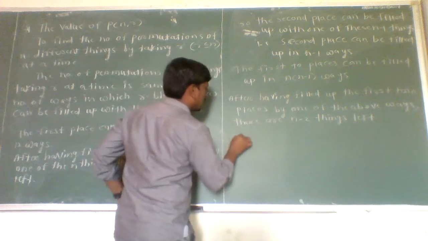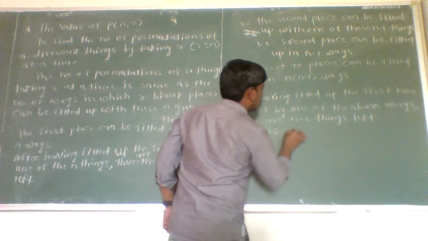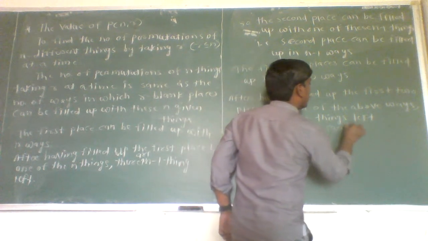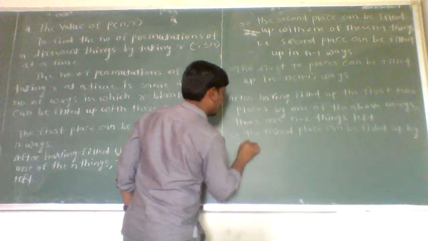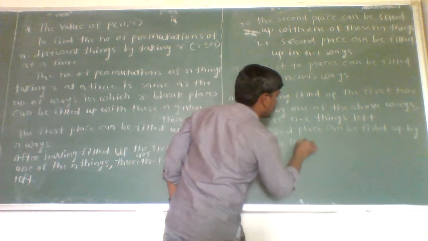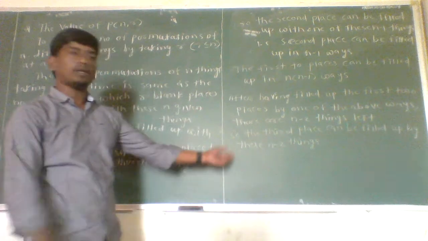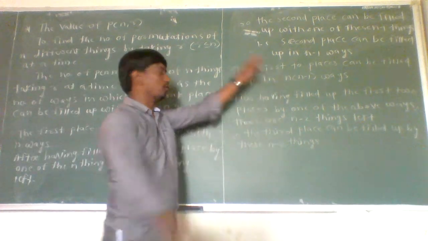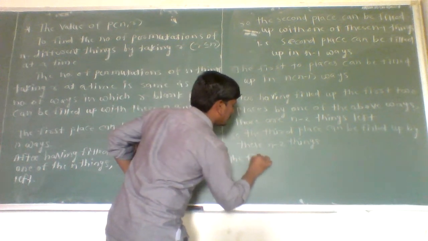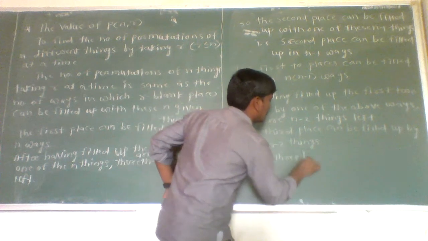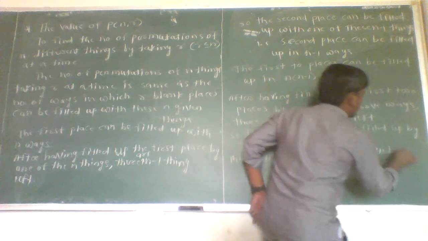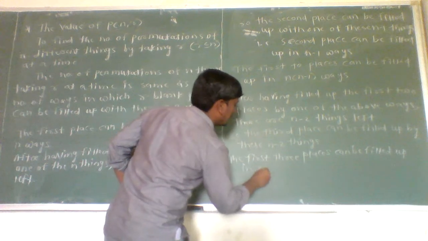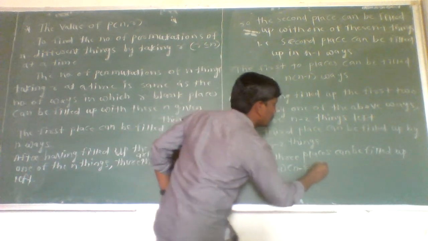So the third place can be filled up by these n minus 2 things. So the number of possibilities for the third place is nothing but n minus 2. Again, according to the product rule, the first three places can be filled up in n into n minus 1 into n minus 2 ways, which is from the product rule.